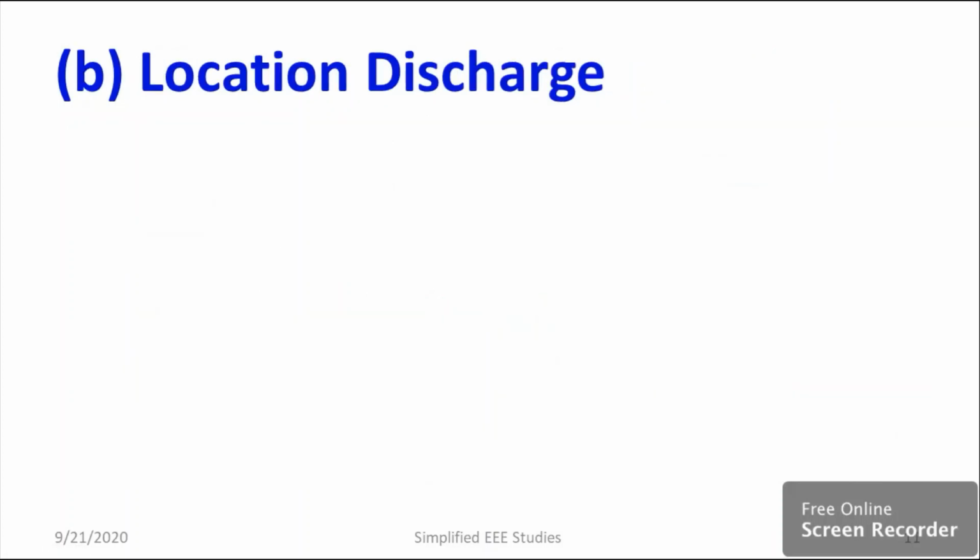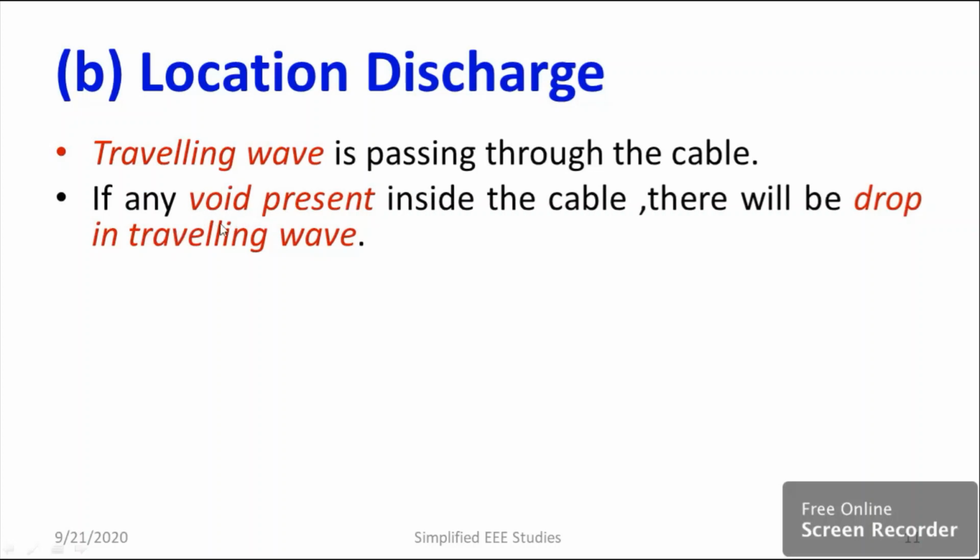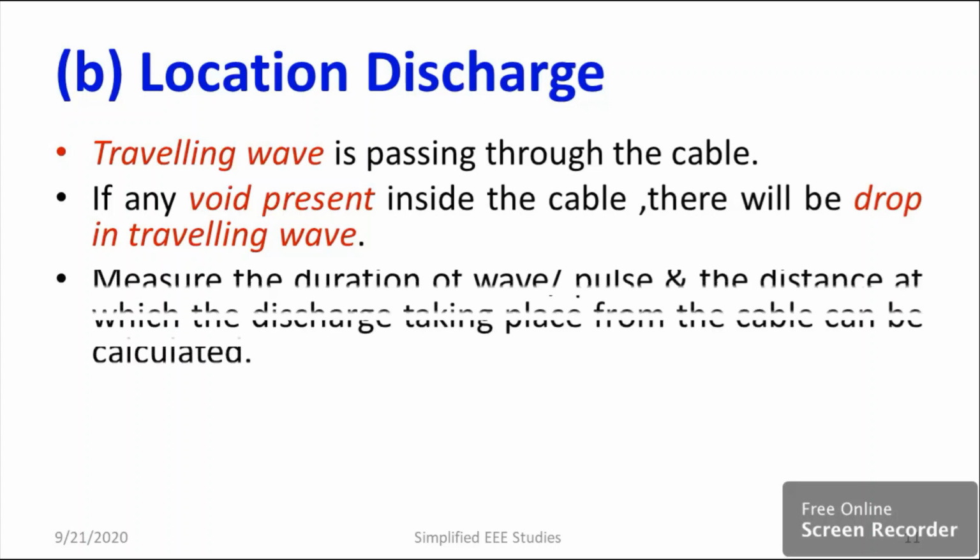Now I would like to discuss the second method, which is known as location discharge. By using the discharge detection, we can find out any cavity or any voids present inside your cable. Let us discuss location discharge. Here also we require a traveling wave. It is mainly used for testing purposes. If any void is present, you can see a drop in the traveling wave. By finding the drop in the traveling wave, we will know that there is a void present inside the cable. So that is one of the very important tests related to partial discharge.